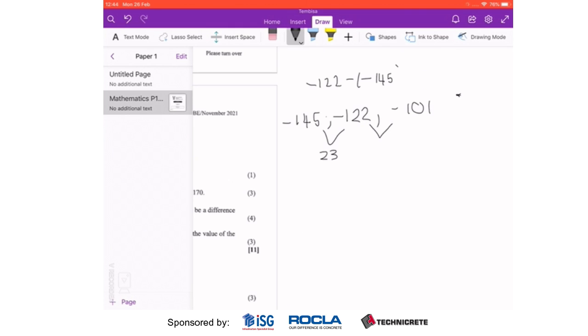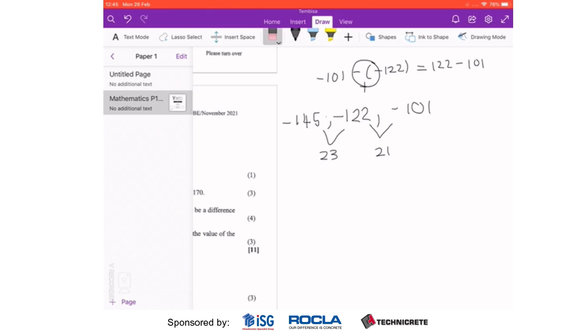Hope you understand what I'm saying. So it's going to become negative 122 plus 145, which is actually just 145 minus 122. Same scenario here. It's going to be negative 101 minus negative 122, so that's going to become a positive. So it's actually just going to be 122 minus 101, which is essentially 21.